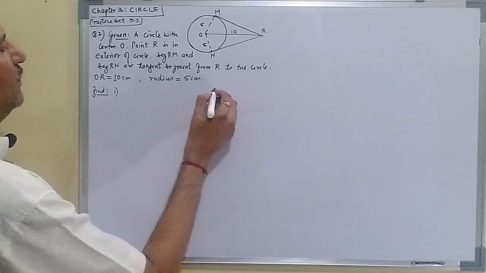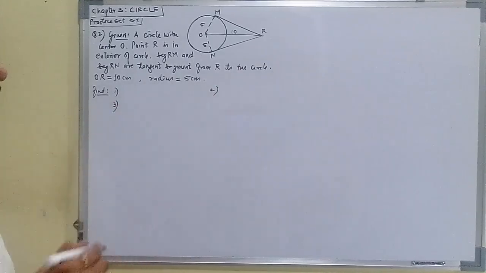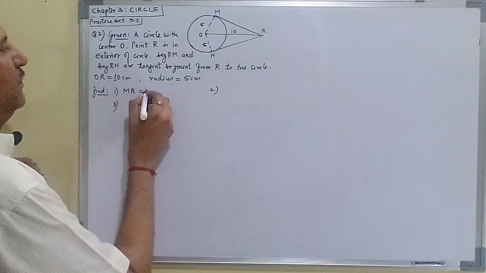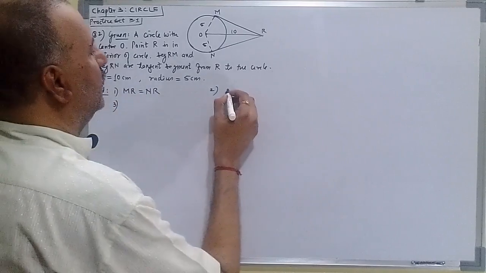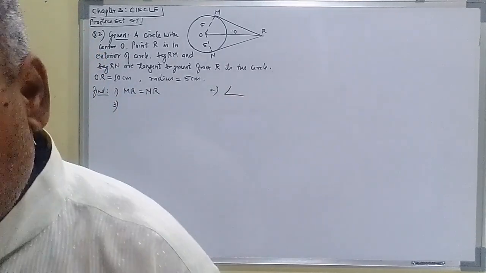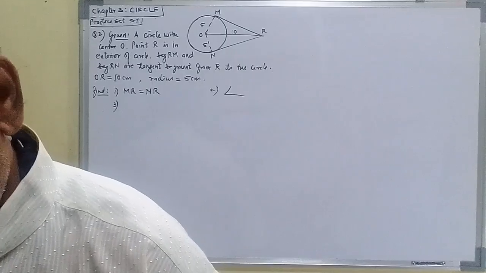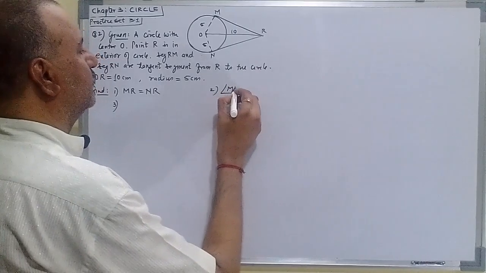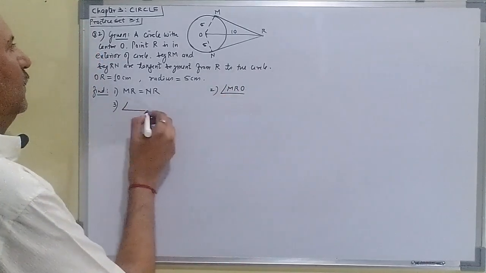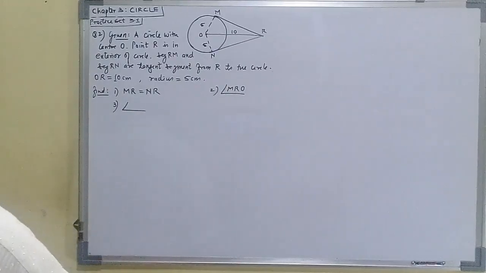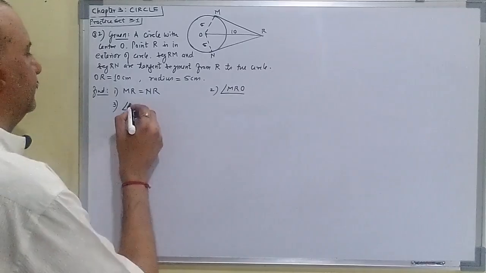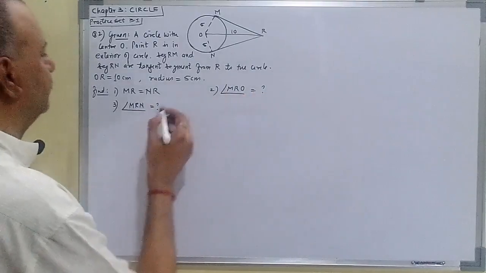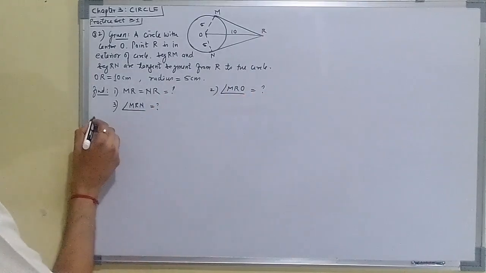Find 1, 2, 3. Find MR equal to NR. Then angle MRO, and angle MRN. This we have to find. Okay, solution.